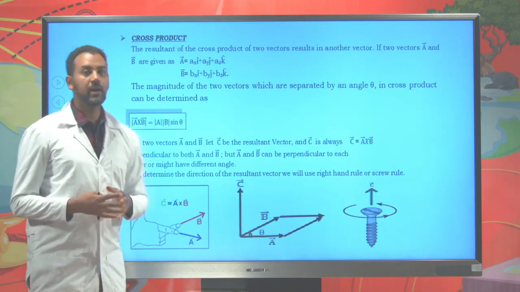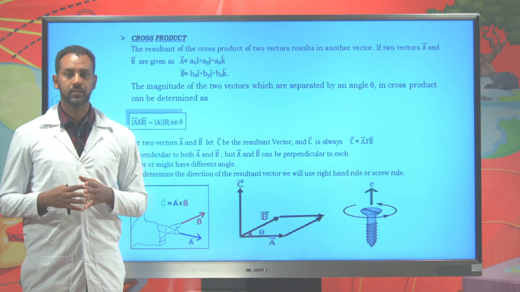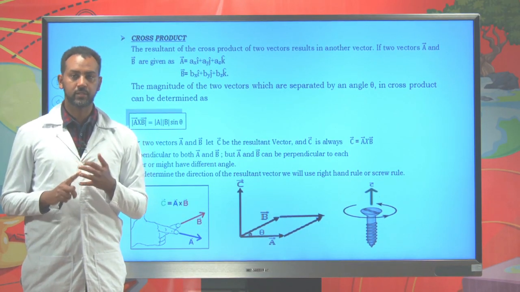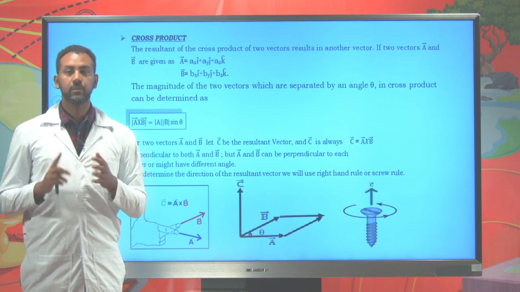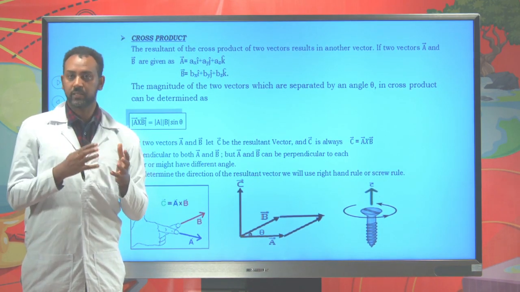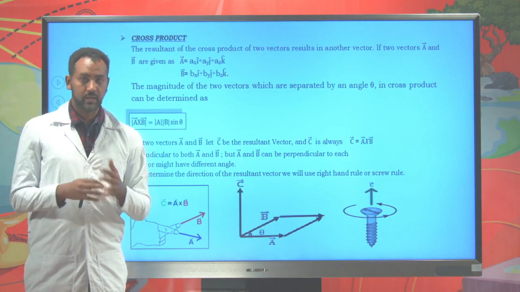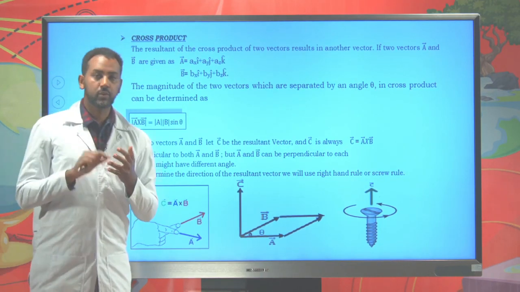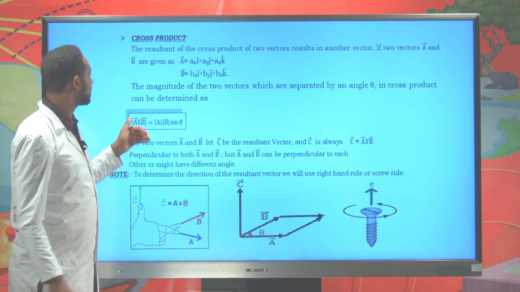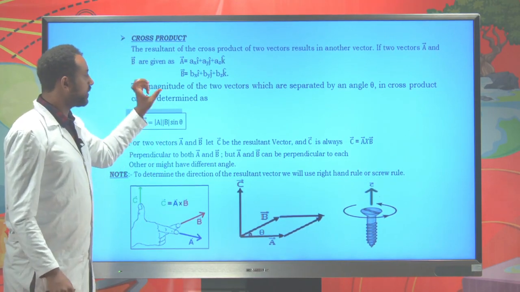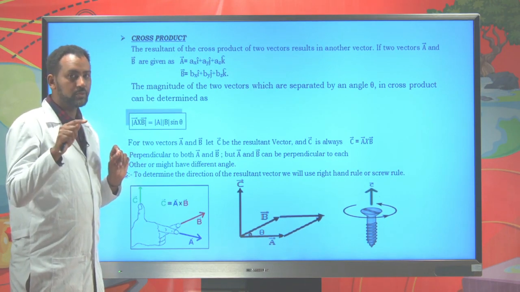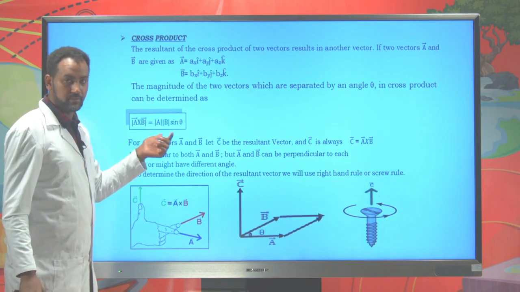Now let's try to see about the cross product of two vectors. So far we have seen about the dot product of two vectors. Whenever we multiply two vectors, the result might be a vector or a scalar. Previously we have seen the dot product. Now let's try to see about the cross product. The cross product of two vectors results in a vector. The dot product of two vectors gives us a scalar.